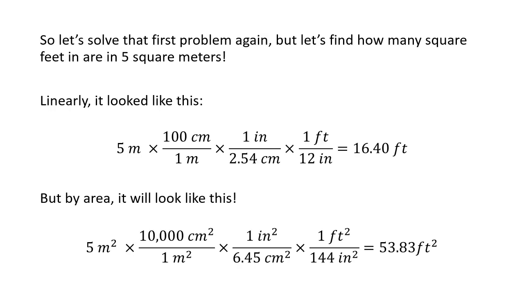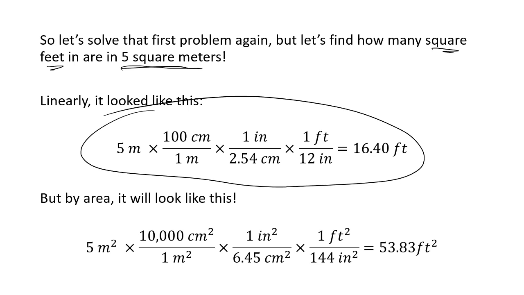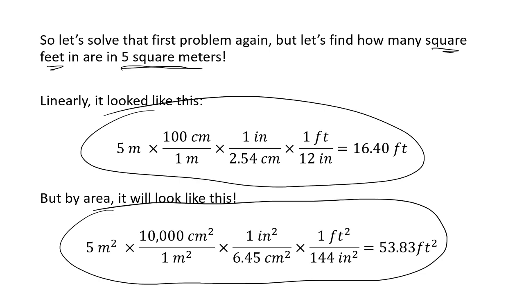So let's go through the first problem again, but use area instead of volume. So instead of solving for how many feet in 5 meters, I want to know how many square feet are in 5 square meters. And so the linear problem looked like this, but the area problem will look like this. And so you can see here the 5 stayed the same because this is what's given. So I don't need to square this 5 because I'm given the 5 square meters. So that's the only thing that's really going to remain constant.